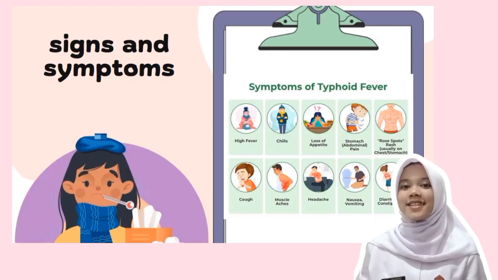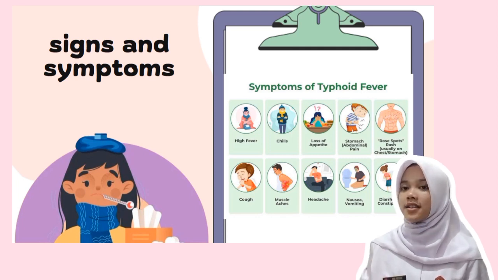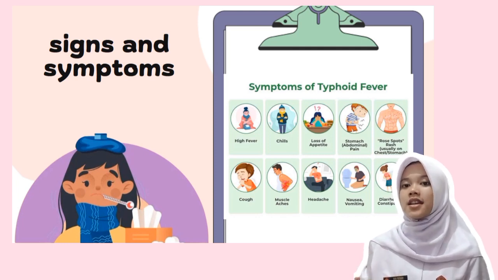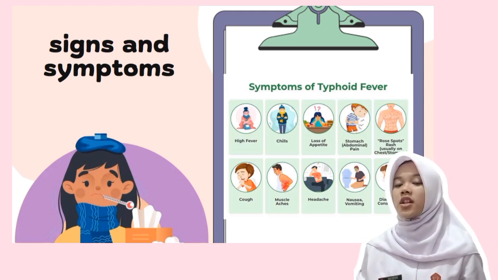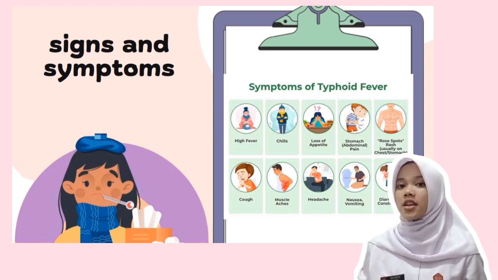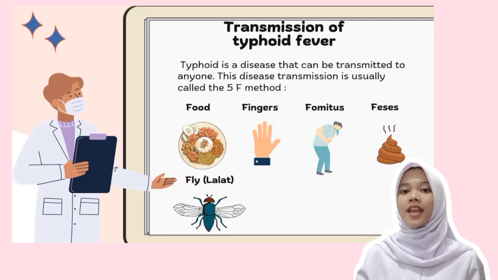Okay, next, signs and symptoms. The first, namely high fever, chills, loss of appetite, abdominal pain, red spots, rash, cold, muscular aches, headache, nausea, vomiting, and diarrhea or constipation.